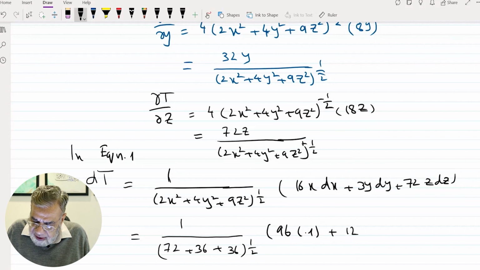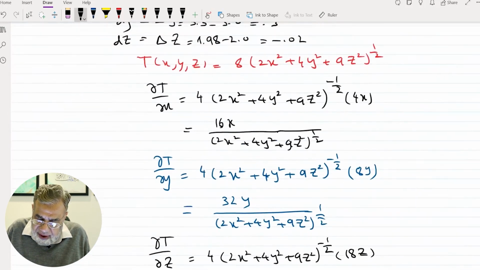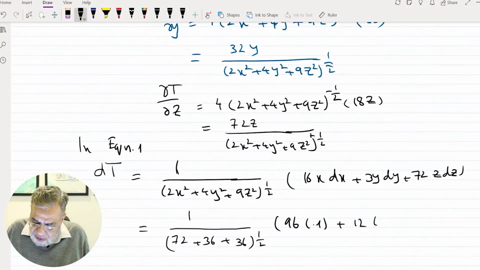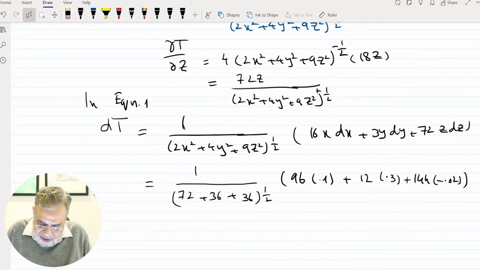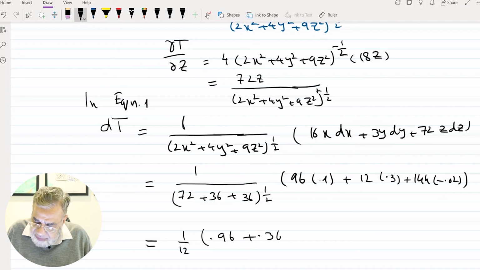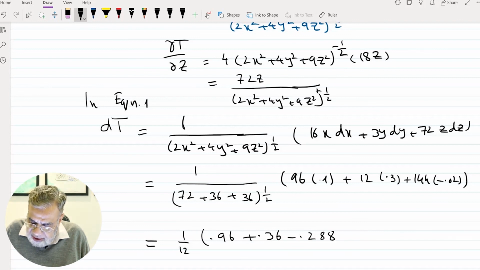Plus y is equal to 3, we get 12. And here is delta y. Delta y is equal to 0.3. And then we have z is equal to 2. We get 144. And delta z is equal to 0.02. So we have this result, and we simplify this one. When we simplify, we get 0.96 plus 0.36 minus 0.288, with decimal places, we get 2.88.